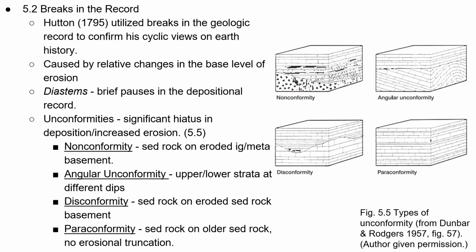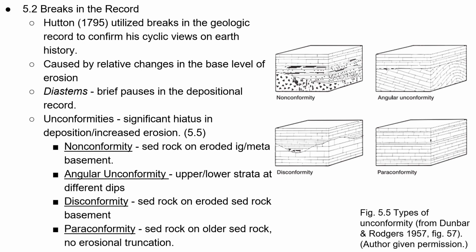Diastems are a form of a brief hiatus in deposition. Unconformities represent a hiatus that is more considerable in time. And of course, we have four main types of unconformities. We have the nonconformity, where we have exposed igneous or metamorphic, any kind of non-sedimentary rock that's exposed at the surface and then buried under horizontally bedded sediments.